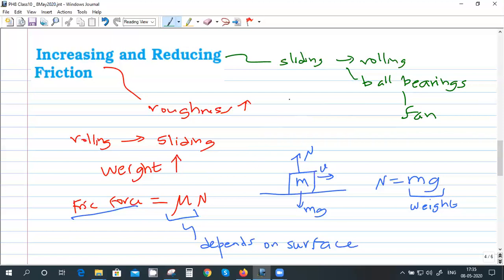Okay, there is something called lubricants, right? Yes, sir. So that will basically reduce the roughness effectively.